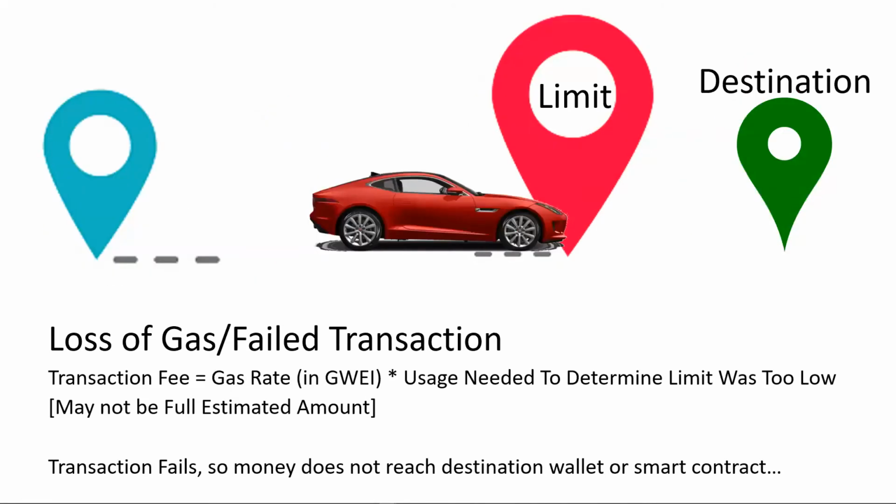So again, loss of gas or a failed transaction is when we reach our limit, but our destination was further. We did not have enough gas to reach that destination. In that case, the transaction does fail. So money does not reach the destination wallet or smart contract, but the gas is removed from your balance, from your wallet.